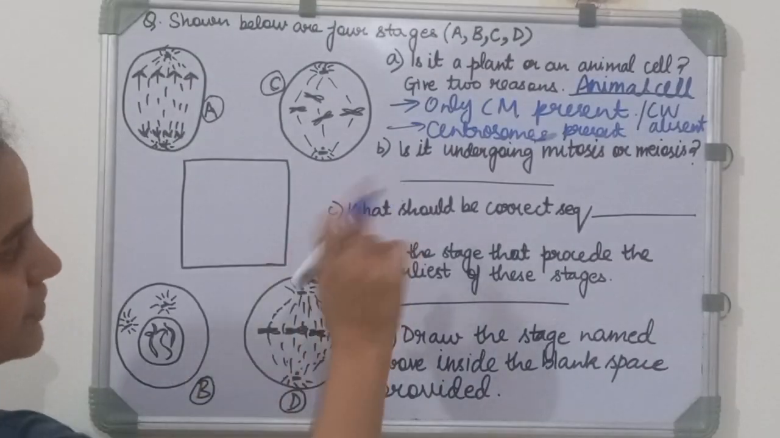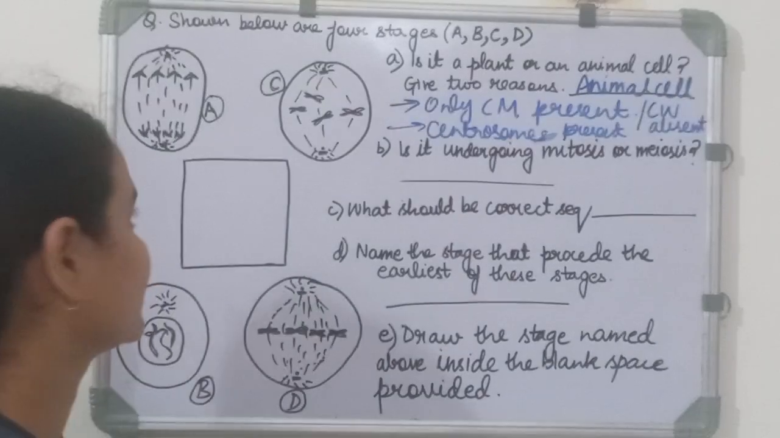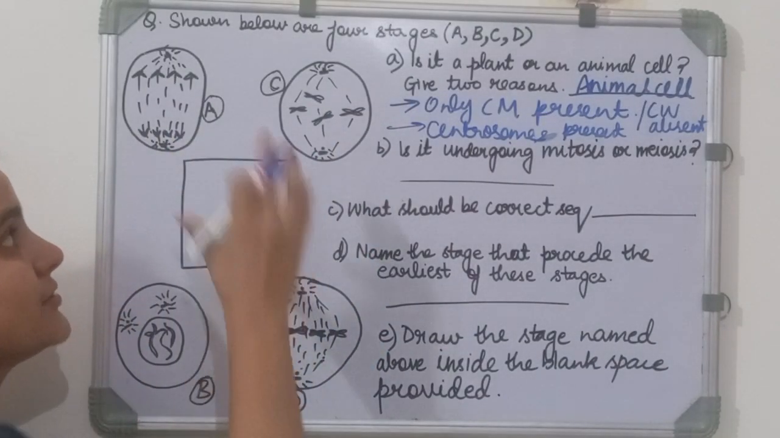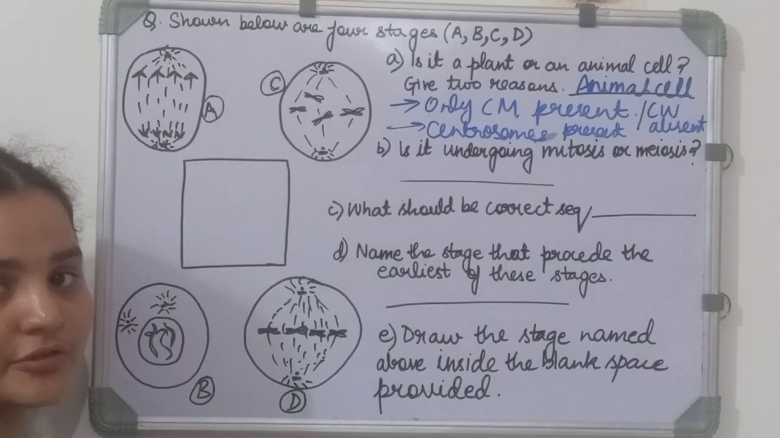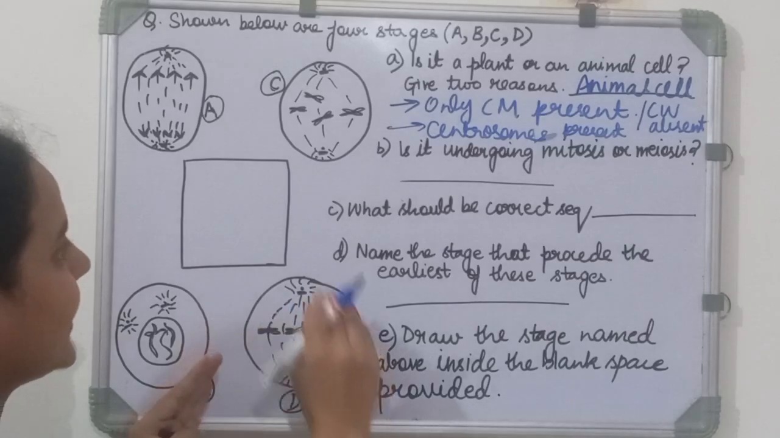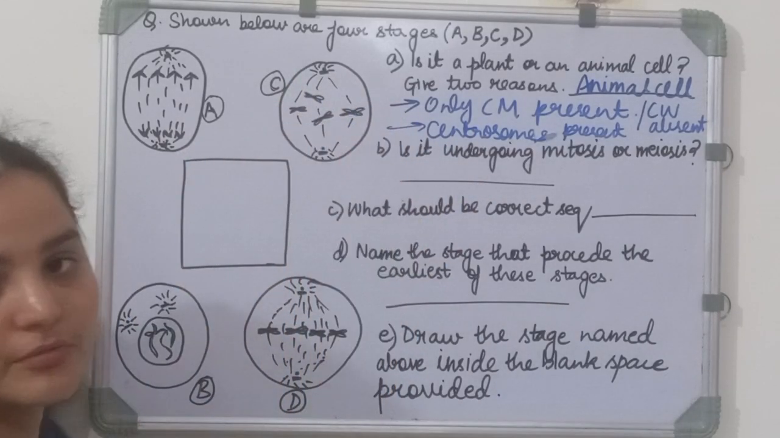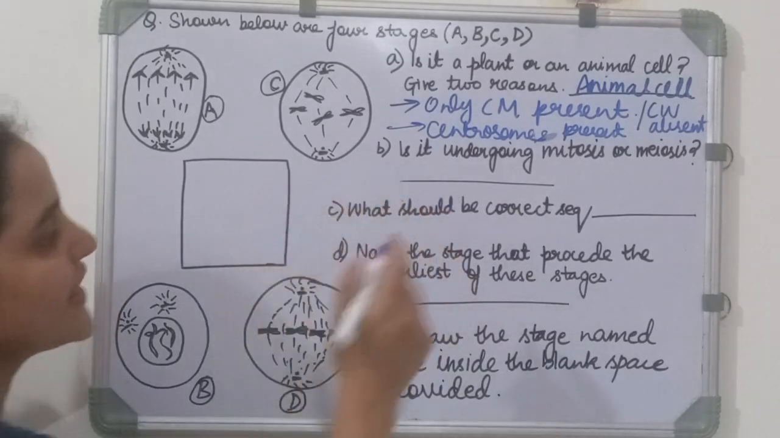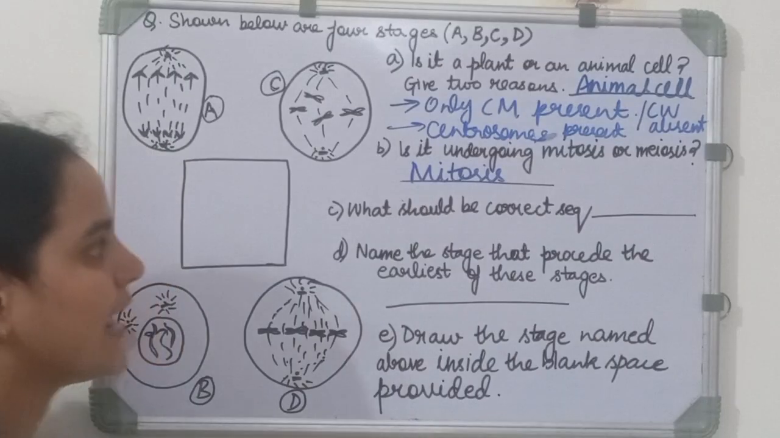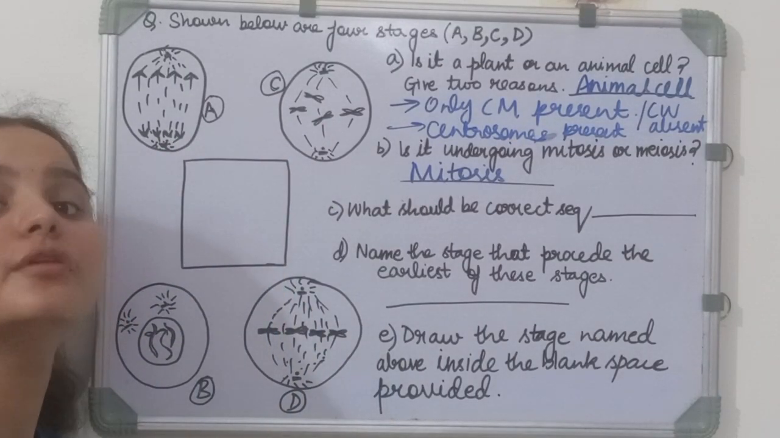now question asking, is it undergoing mitosis or meiosis? So we can see that here mitosis is going because we are not able to see homologous chromosomes. In homologous chromosomes, 2 sets of chromosomes must be aligned, must be present together. So here we can see only 1 set of chromosomes. Okay, so it is undergoing mitosis, and we are not able to see crossing over also. That crossing over occurs in case of meiosis.